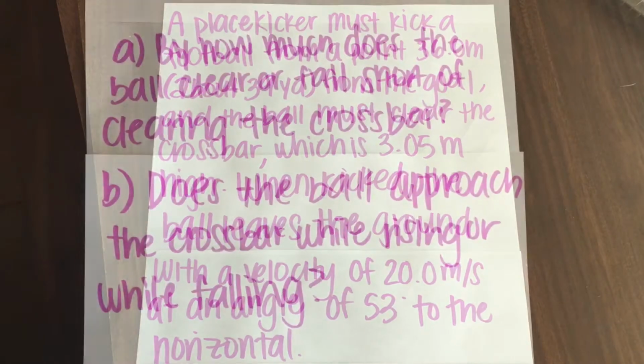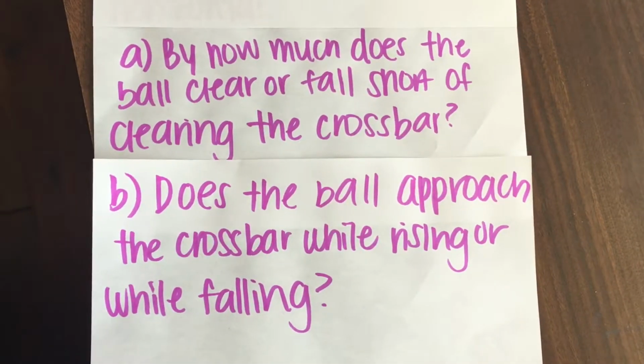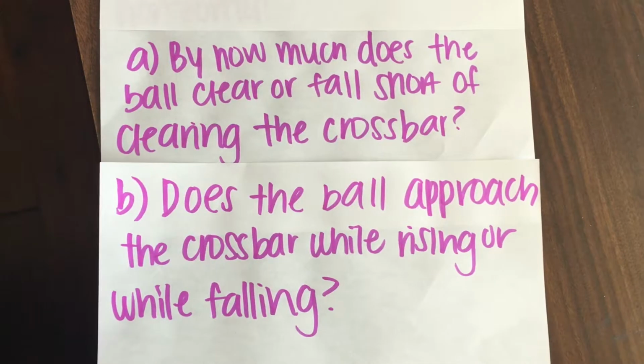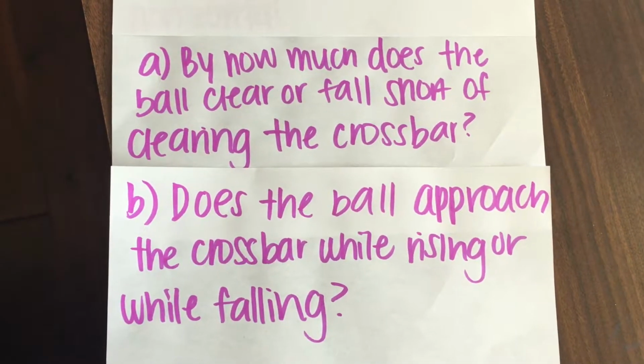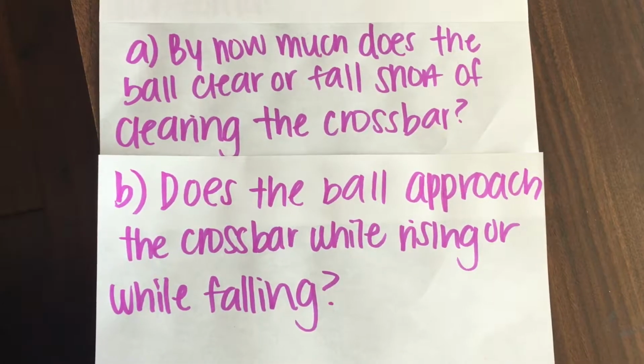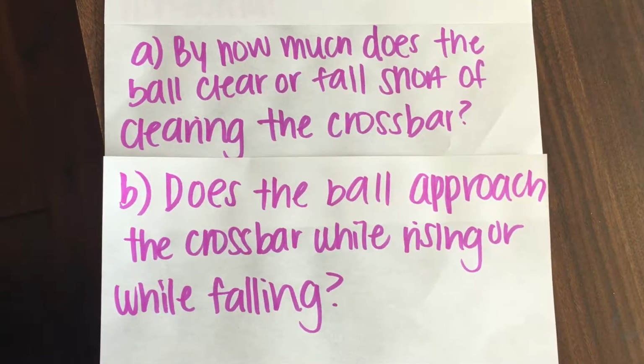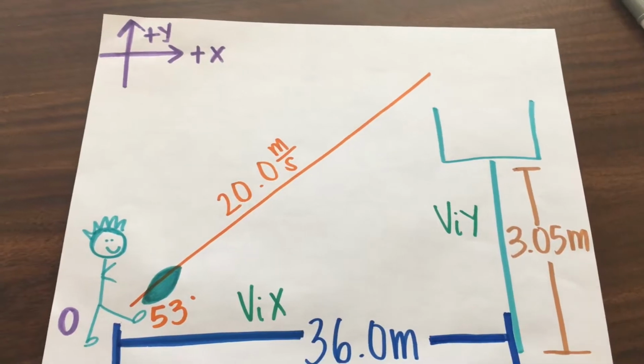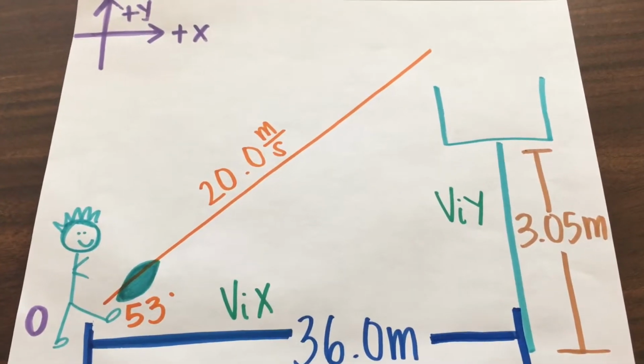degrees to the horizontal. We're going to be looking for two things in this problem. So first, it's A, by how much does the ball clear or fall short of clearing the crossbar? And the second part is B, does the ball approach the crossbar while rising or while falling? Like usual, we want to start out our problem by drawing a picture and filling in all our givens.